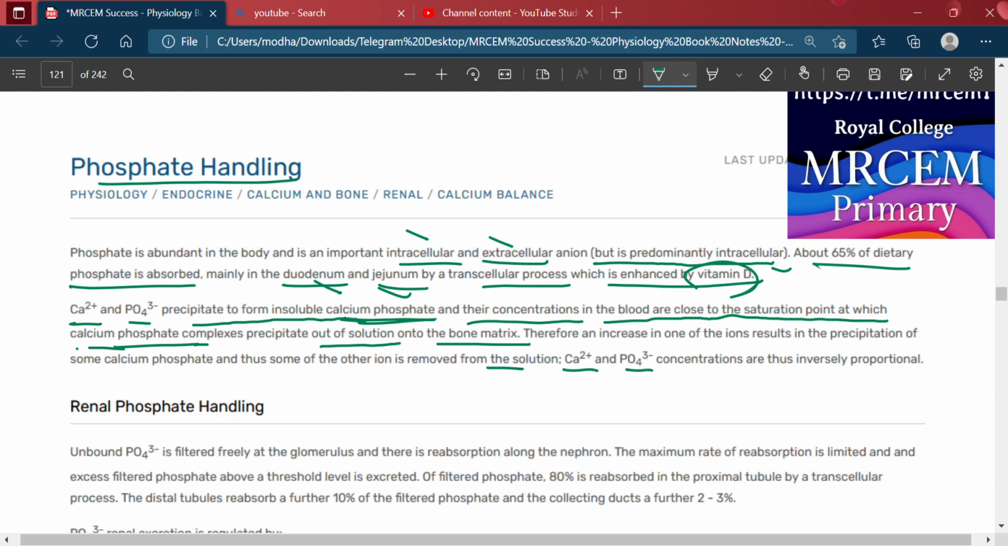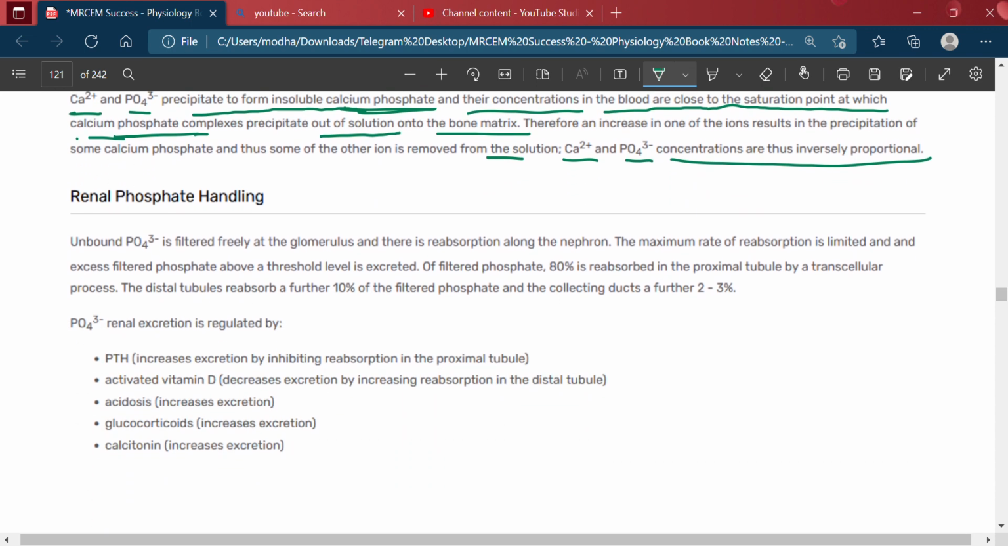Calcium and phosphate concentrations are thus inversely proportional. Okay, it's not very important. Then we will see the renal phosphate handling.